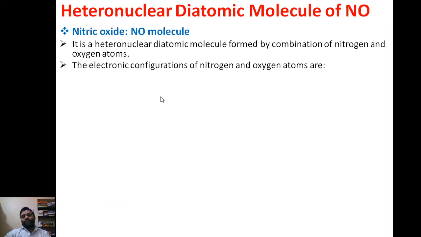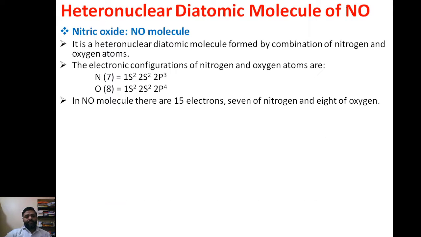You can write the electronic configuration of nitrogen and oxygen atoms. As the atomic number of nitrogen is 7, its electronic configuration is 1s2, 2s2, and 2p3. Next, take oxygen. The atomic number of oxygen is 8, and its electronic configuration is 1s2, 2s2, 2p4. Write the electronic configuration carefully, because you can judge how many orbitals are in the valence shell and how many are not in the valence shell, and draw the energy level diagrams.